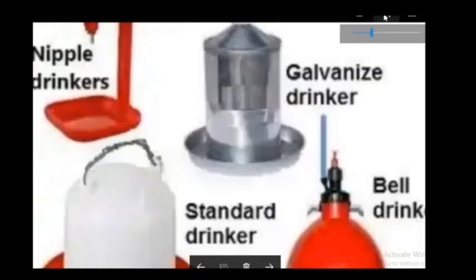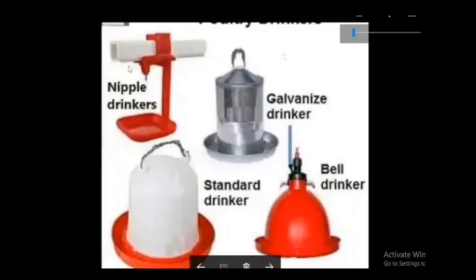You can see now, this is a nipple drinker here, and this is how it is used. The tip here is pressed by the bird, and when the nipple is pressed, there is suction of water. Water moves into this place here, and then it pours here for the bird to drink. So that is what the nipple drinker looks like.